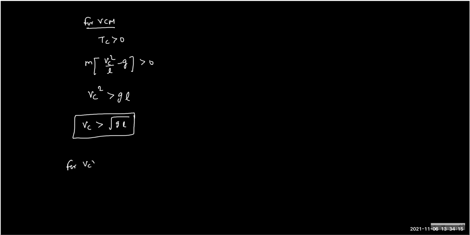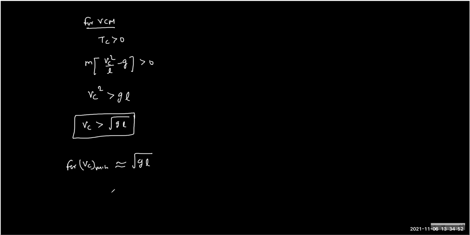So for VC minimum, it is roughly equal, not exactly. Now while solving numericals, we take it exactly equal. It does not mean it is exactly equal. It is actually slightly more than this value, which is negligible. How much more? 0.00000. So the minimum we take as root GL, which will make sure this will happen. If it is more than root GL, it's good.